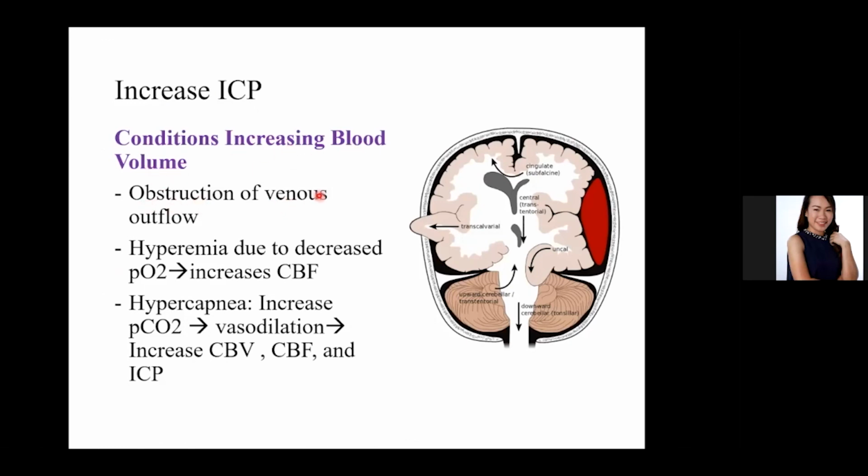Now we take note of those increasing blood volume. So if there is obstruction of venous outflow, if there is hyperemia due to decreased oxygen, which will then increase cerebral blood flow. If there is an increase in carbon dioxide, it will cause vasodilation, thereby increasing cerebral blood flow and cerebral blood volume, consequently increasing intracranial pressure. So for example, here we have a hematoma, or hemorrhage rather, which will then cause herniation of the central transtentorial tonsils, pwede ding uncal herniation or transcalvarial herniation.